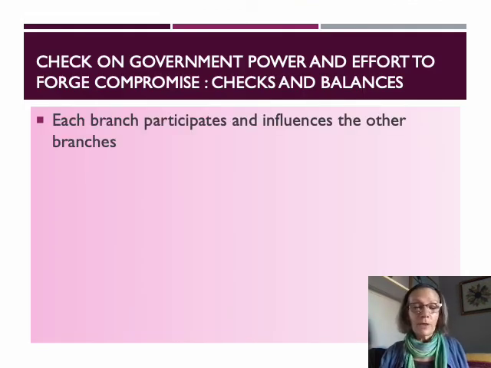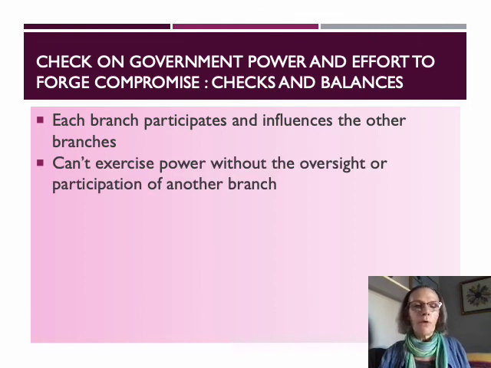So separation of powers is one way to put a check on government abusing its power. Another way is instituting checks and balances. This is another feature of the architecture of democracy. Checks and balances is basically that each branch participates and influences the other branch. It's very difficult for any one branch of government to get anything done without the input and approval of the other branch. So with checks and balances, branches can't exercise power without the oversight and participation of another branch of government.